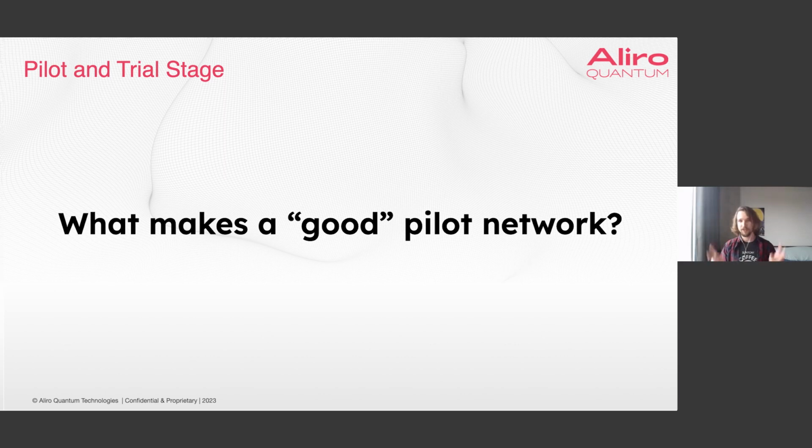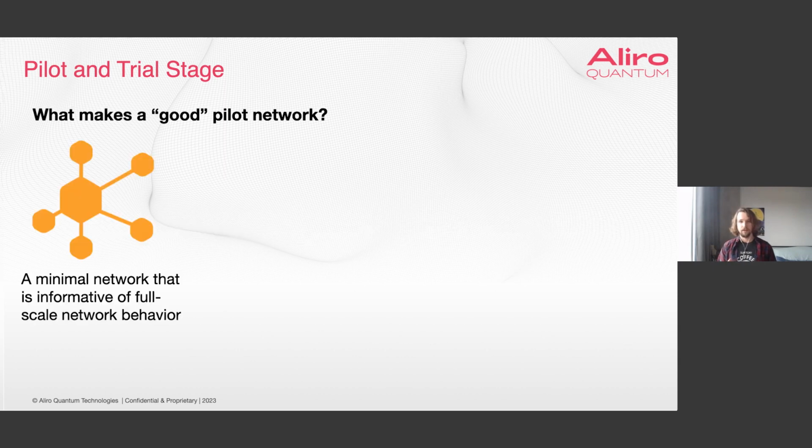So what makes a good pilot network? Well, we need to keep in mind that the design goal of the pilot network is to validate our discoveries from design and emulation, as well as get an idea for the expected behavior of the full-scale network. The pilot network should be both informative of the performance of the hardware, as well as the behavior of the software that's controlling it.